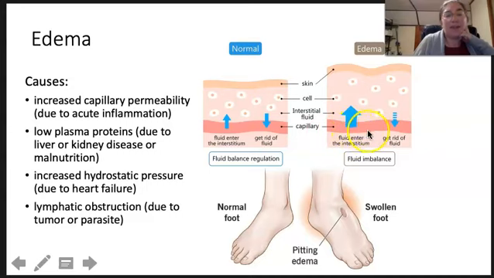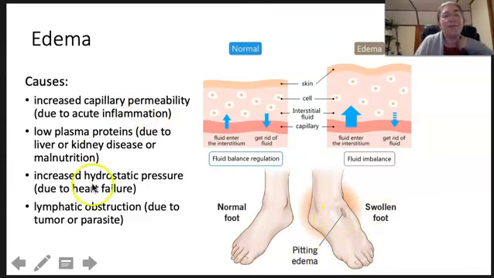When there's dysregulation, there's more fluid going into the interstitial tissue, and there's a lack of absorption and getting rid of that fluid, whether it's due to the venous system not doing its job or the lymphatic system not doing its job. And so here's a normal foot versus one that has edema. We sometimes call it pitting edema.